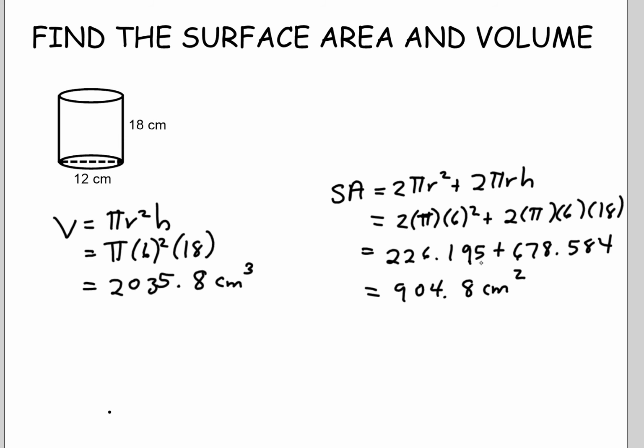So you always go to, if it asks for 1, you always go to 2 or 3 places. If it asks for 2, you definitely would go to at least 3. So you always go at least 1 more than what it asks. So these are just some examples of volume and surface area of some of the prisms.